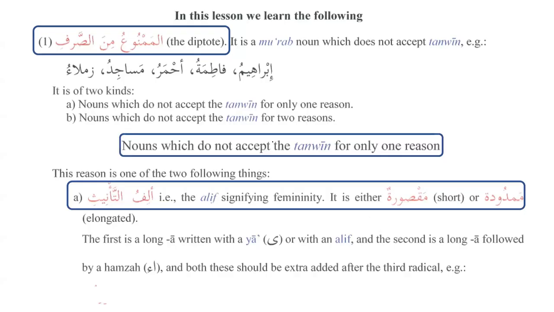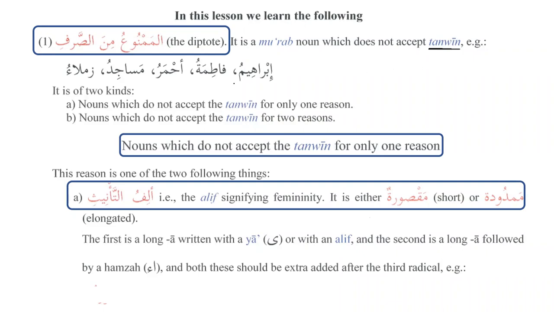So in this lesson, now we will learn in further detail what the possibilities of the nouns are. First, I provided you with a summary, and now we will look into further details. Al-mamnu min as-sarf, the diptote, is a mu'rab noun which does not accept tanween. Mu'rab is from i'raba yu'ribu i'raban, and it is on the pattern of ismul maf'ul. So a noun mu'rab is a noun that does not accept tanween.